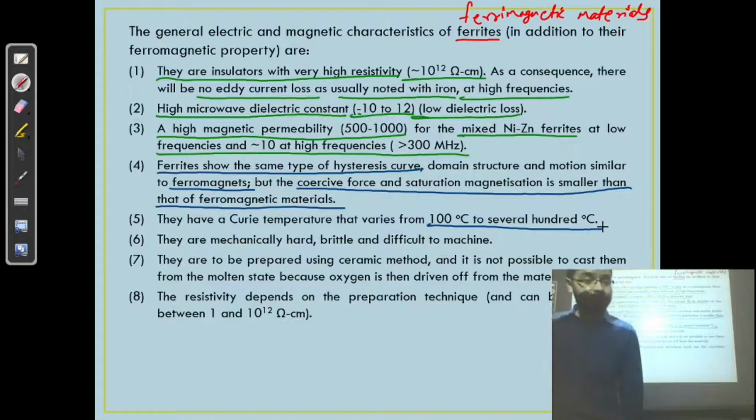Now the sixth one is they are mechanically hard. Plus they are brittle and difficult to machine. They are hard, they are brittle and difficult to machine.